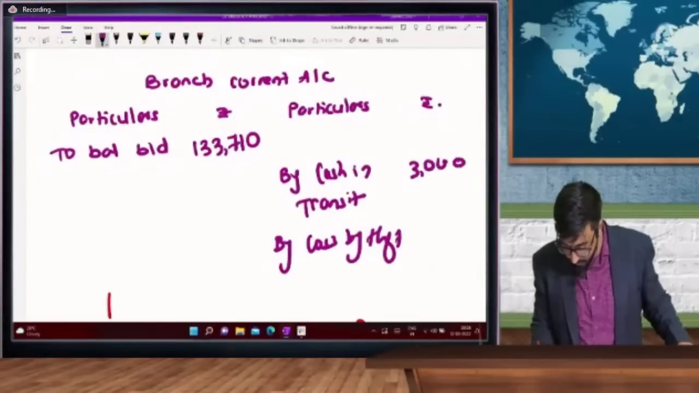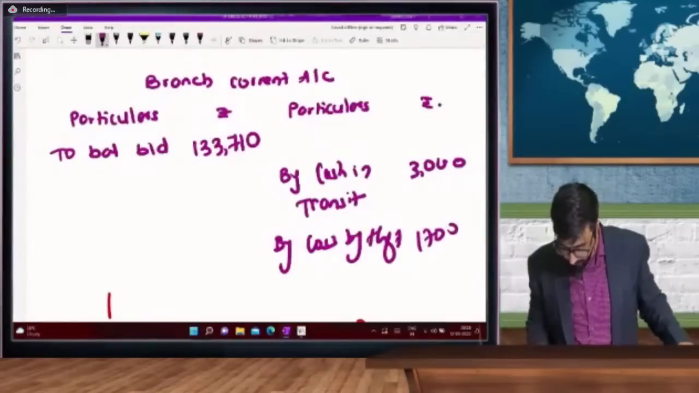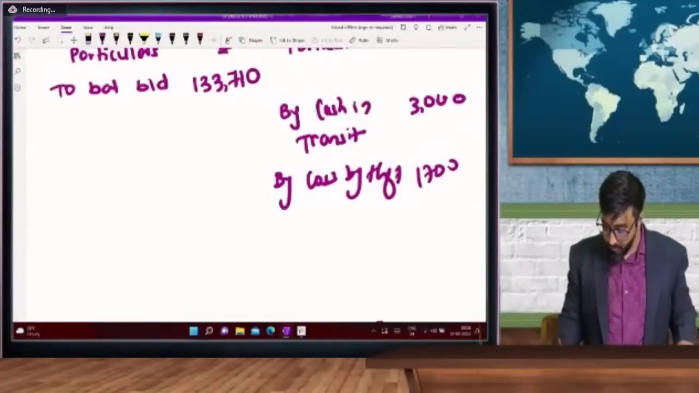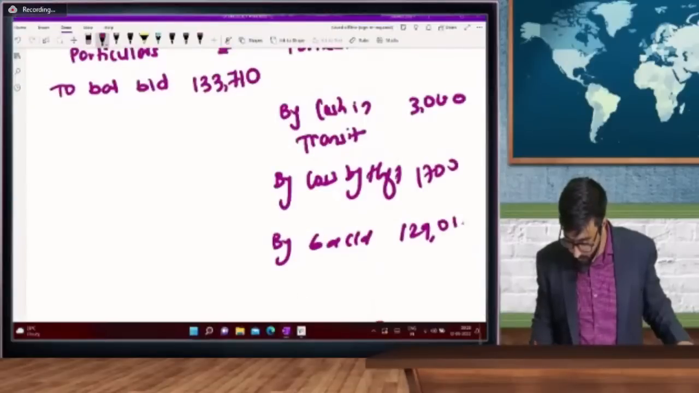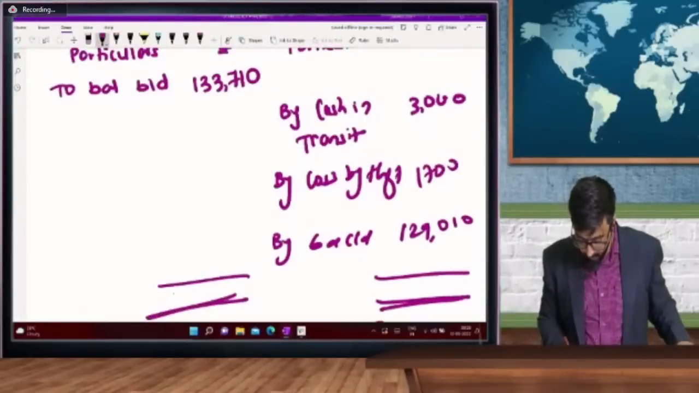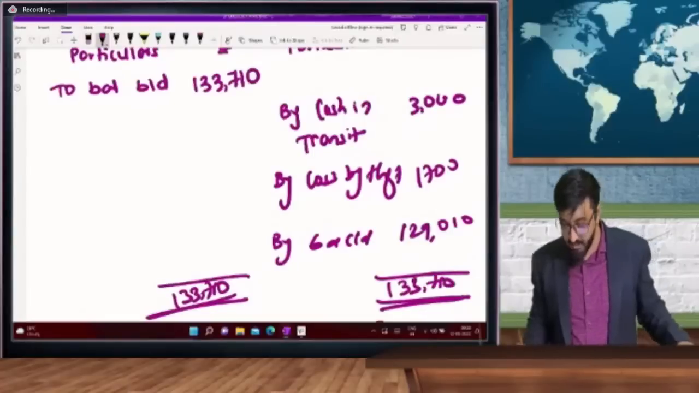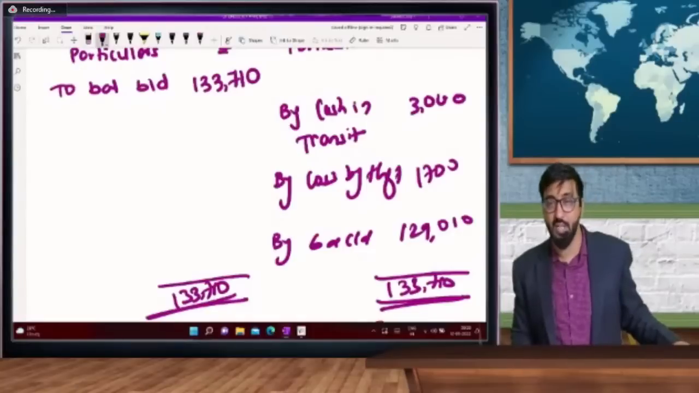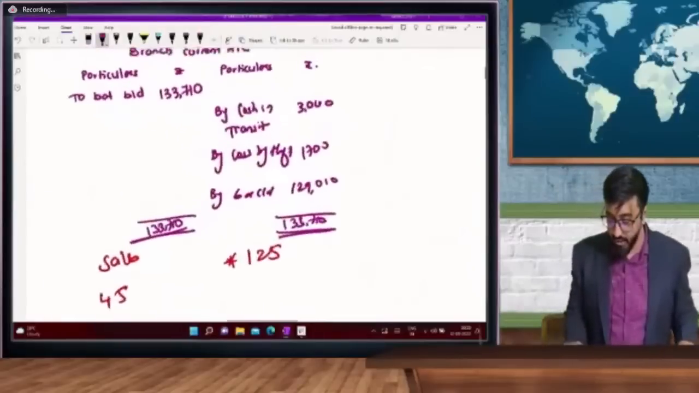3,000, na? And 1,700. So by balance carried down, 129,010. Part 1 completed. Now it's time for incorporation. ICAI has not asked you for the balance sheet, but I am telling you the balance sheet also. So we will add a balance sheet in this question, though it is not asked.